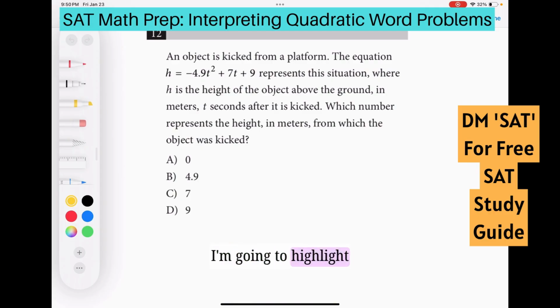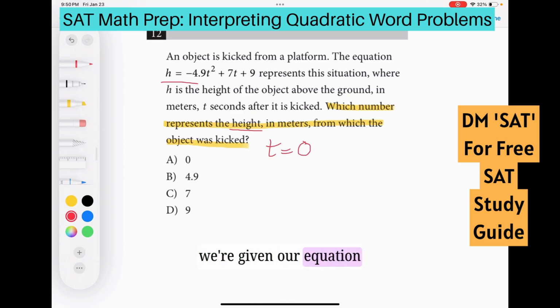So first I'm going to highlight our question. Which number represents the height in meters from which the object was kicked? So we're trying to find the height, essentially, from which the object was kicked. So basically at the starting time, because that's when the object is kicked. So basically t is 0. We're trying to find the height when t is 0.